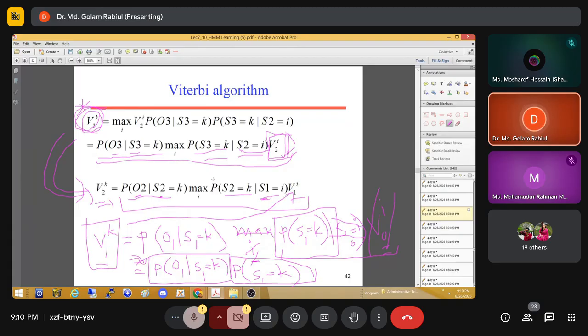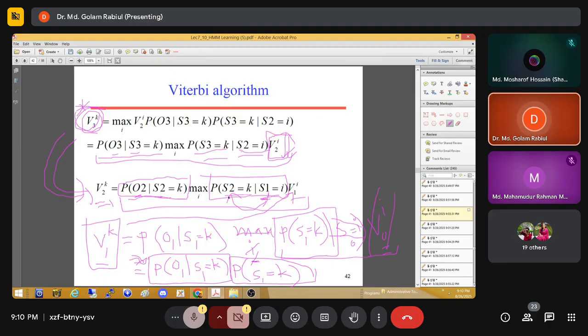And then what is there? Again, this one is our transition probability from state 1 to state 2. So we know the transition probability from our model. And this is actually our emission probability. Okay, emission, and we also know the emission probability.